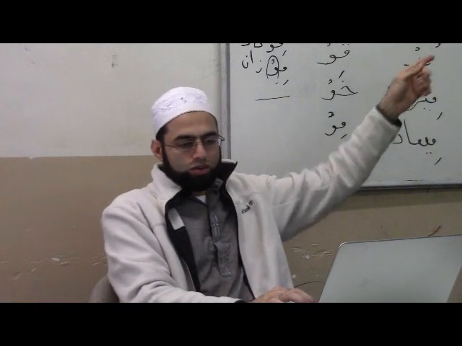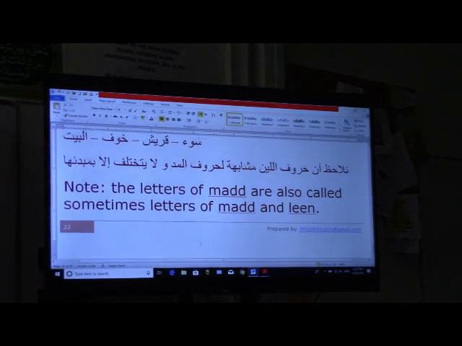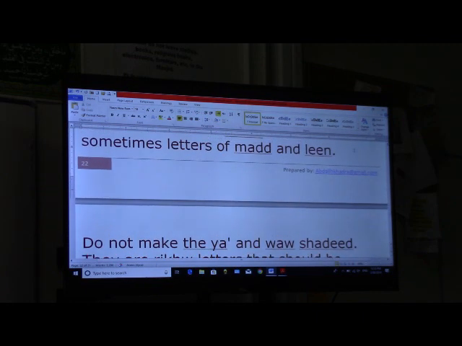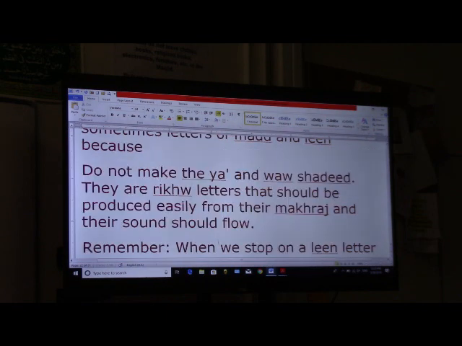So as I mentioned, you can see I wrote this there. The letters of Mad are also sometimes called letters of Mad and Leen. These are the questions I'm going to ask you, by the way. I'm not going to ask you what the Leen letters are. Sana and Muna, maybe they know this. This is the type of question I'm going to ask you because these show that you really learned well and understand this science of Mad and Leen, because they are produced with ease.